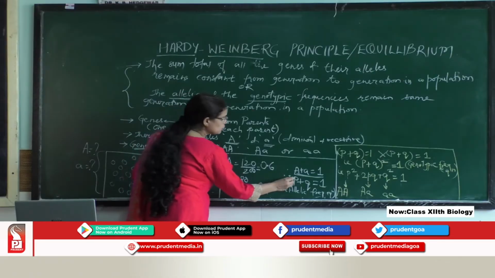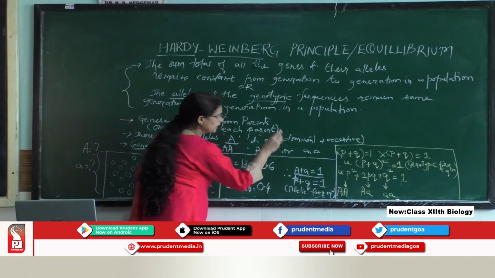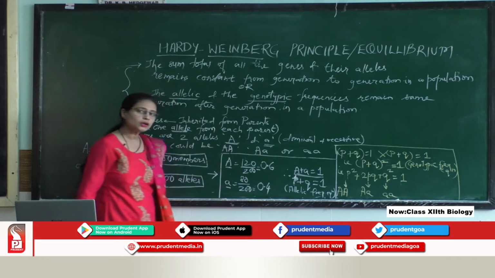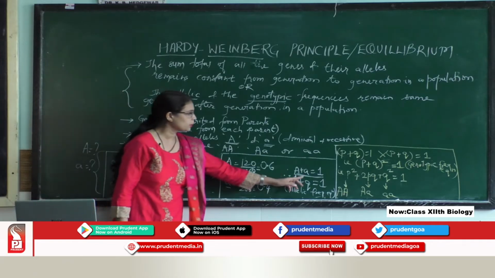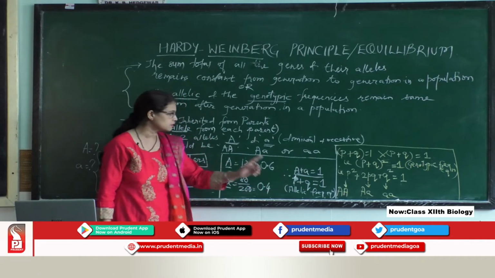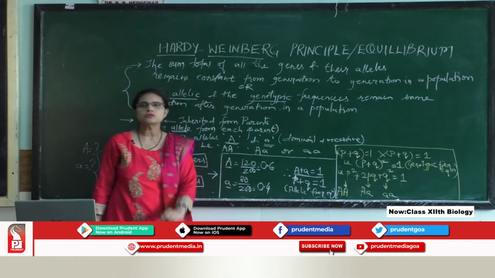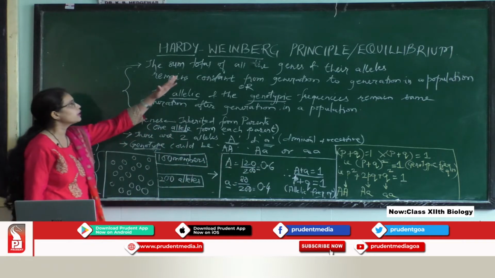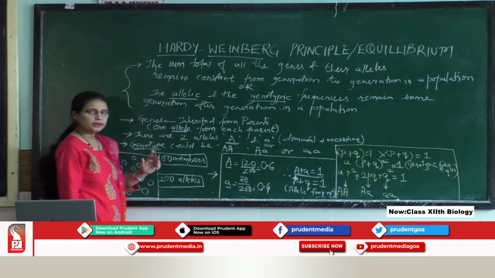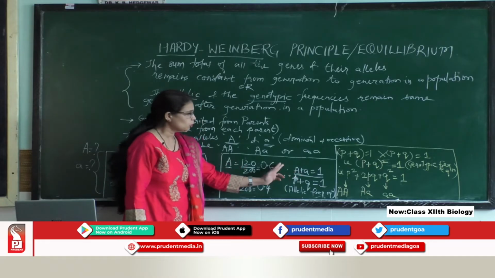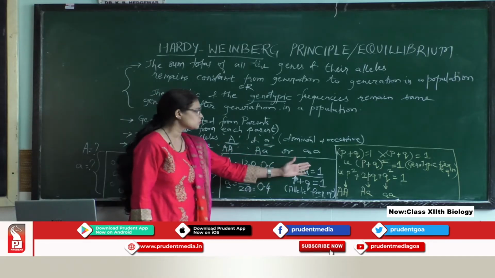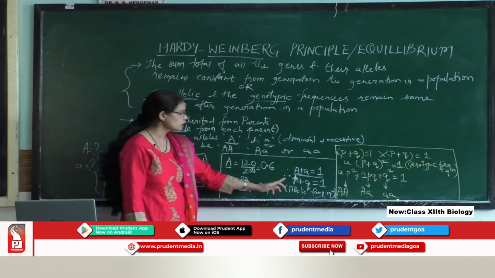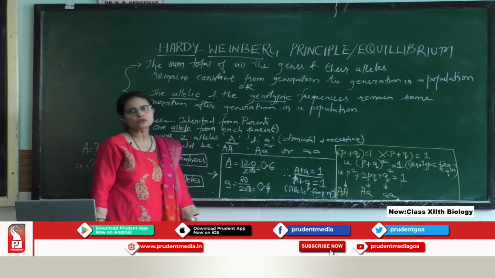So, if I use now one letter P to denote the frequency of dominant allele, and if I use Q letter to denote the frequency of recessive allele, I can say P plus Q equals 1. So this is called allelic frequency equation given by Hardy-Weinberg. I repeat, instead of saying dominant allele frequency plus recessive allele frequency is equal to 1, I can straight away say P plus Q is equal to 1.